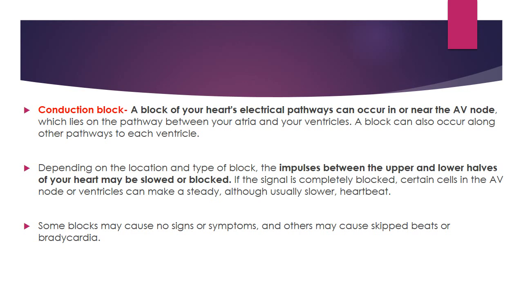Now, there is also something called conduction block, meaning a block of your heart's electrical pathway that can occur near the AV node. Even though sometimes the SA node is not able to generate impulses, and something like sick sinus syndrome or sinus bradycardia can occur, sinus itself means it originates from the SA node. Conduction block means that as the impulses are conducted from the SA to the AV, sometimes there is a blockage near the AV node. So from the AV node downwards, the impulses are not conducted effectively. Impulses between the upper and lower halves of your heart may be either slowed or blocked. When you say upper and lower halves, it is between the atrium and the ventricles.